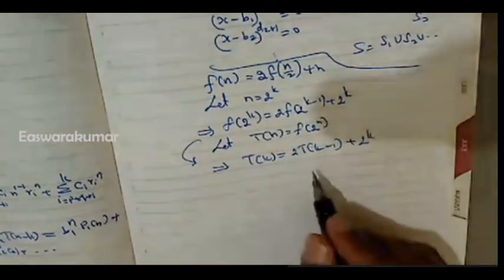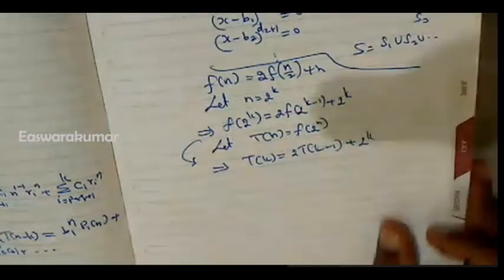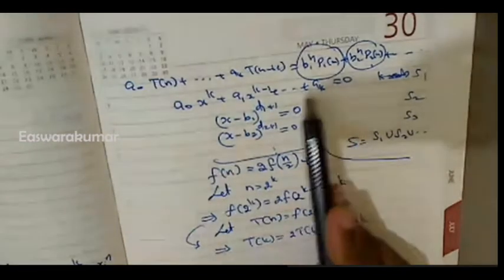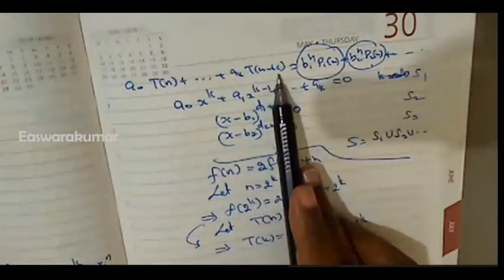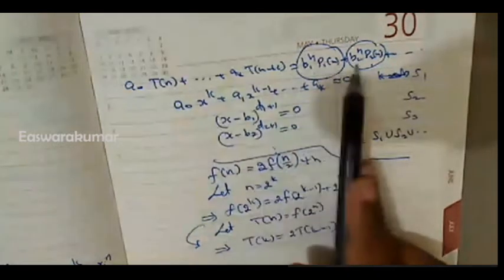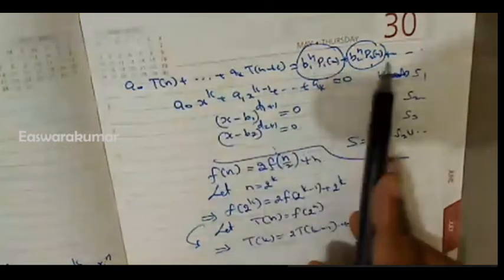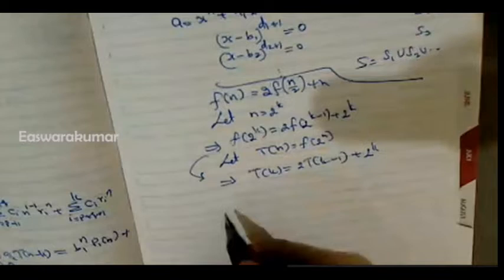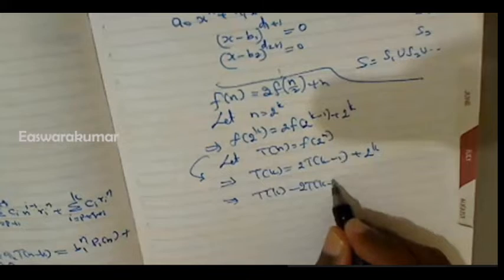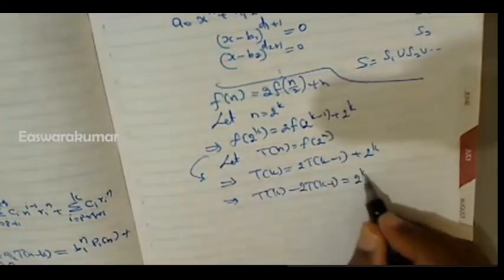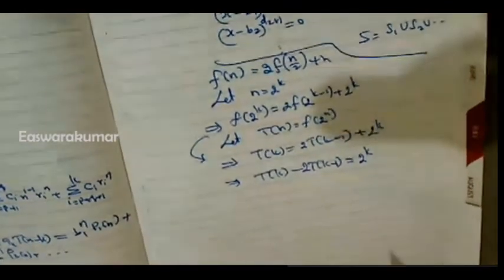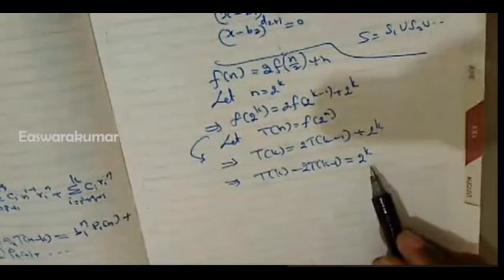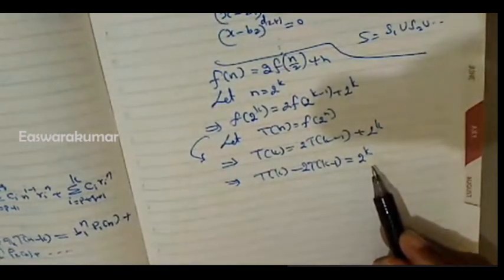So first, in an inhomogeneous recurrence equation, I have to bring all the terms containing the function to the left hand side, and something else will be on the remaining side. Here, the terms containing t can be taken to the left side, but this cannot. So I get t of k minus 2 times t of k minus 1 equal to 2 power k. Now you see, the right hand side is not 0, so it is an inhomogeneous recurrence equation.